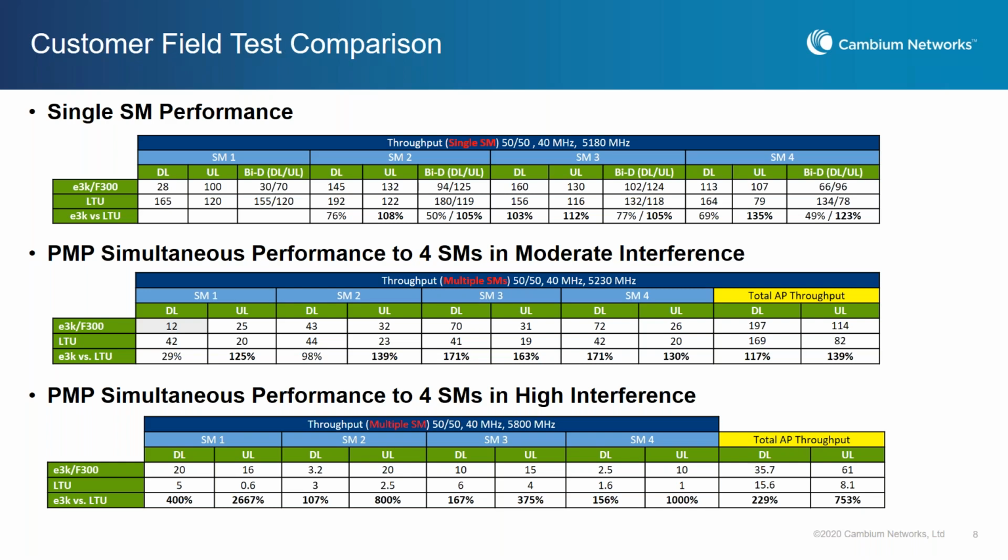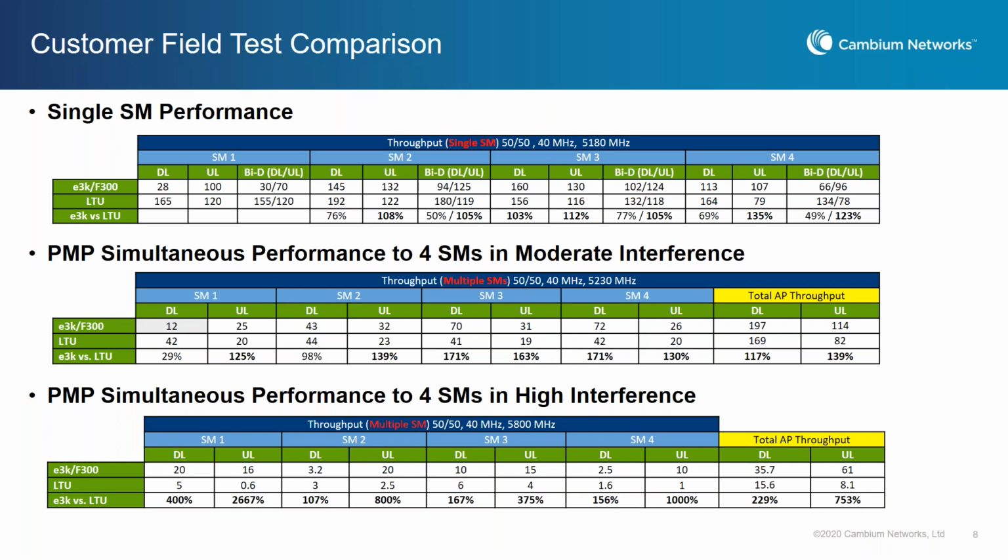So it's important to note a combination of things here. The capacity of EPMP 3000 really enjoys having more subscriber modules to talk to. So the more SMs you throw at it, MU-MIMO gives you that benefit of being able to spread that load and talk to multiple SMs at the same time.